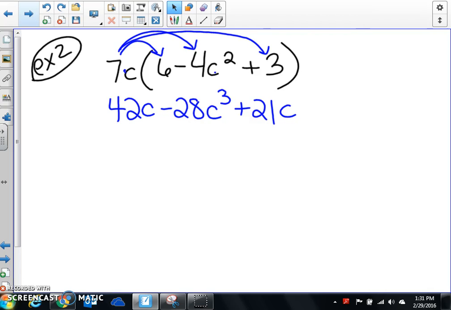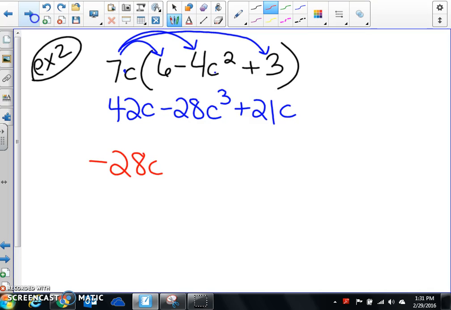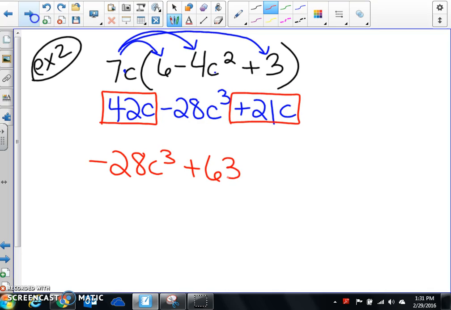All right. Now I need to go back and I need to make sure it's in descending order. So I've got a negative 28c cubed, and then I have 42c plus 21c, which is a positive 63c.